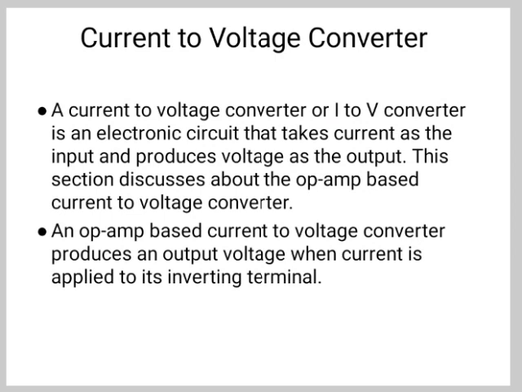Next is the current to voltage converter. A current to voltage converter, or I to V converter, is an electronic circuit which takes current as input and produces voltage as the output. So here we discuss the op-amp based current to voltage converter. An op-amp based current to voltage converter produces output voltage when current is applied to its inverting terminal.